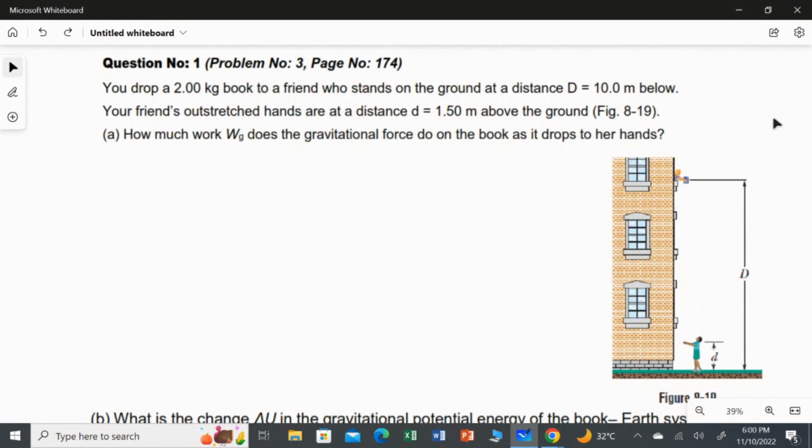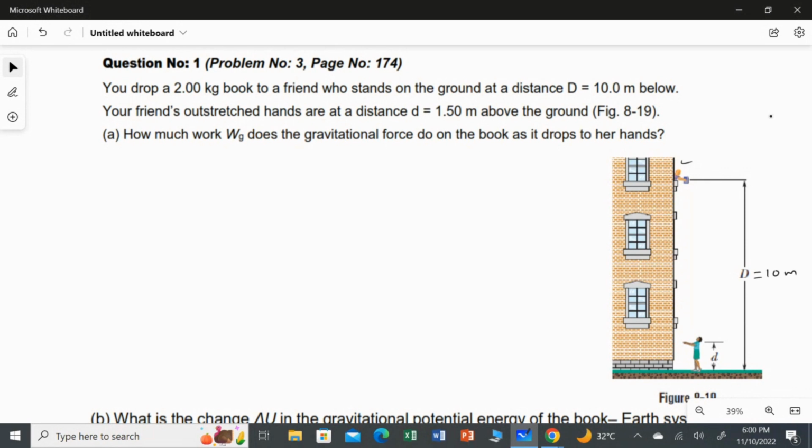First question. You drop a 2 kilogram book to a friend who stands on the ground at a distance d, which is equal to 10 meters below. So you have to see this figure. Here two persons are here. One is exactly standing on the ground and another one is on the balcony. Here this person is going to drop the book, and the mass of the book is mentioned as 2 kilogram, and the distance from this book to the ground is mentioned as d, which is exactly 10 meter.